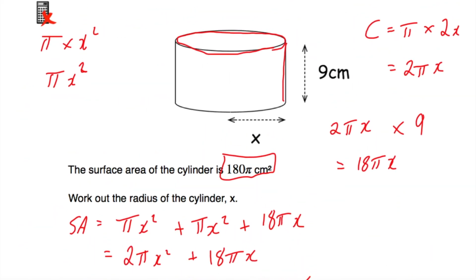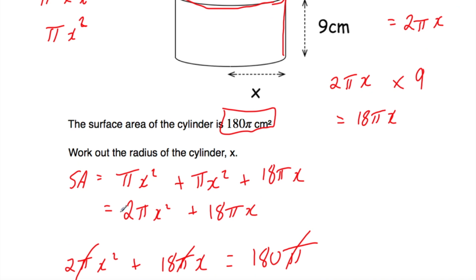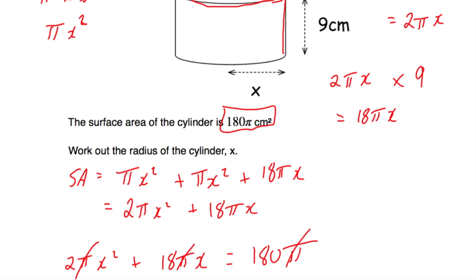And that's it. So in terms of this question, we were given the surface area of the cylinder was 180 pi. So what we did was we found an expression for the surface area of the cylinder, and we got that to be 2 pi x squared plus 18 pi x. We then put them equal to each other and solved that equation.